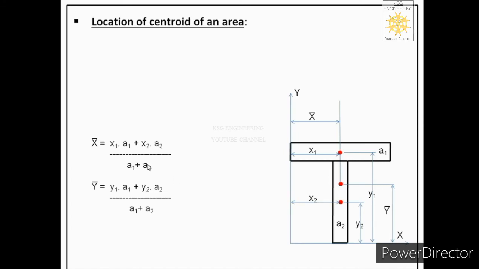Moreover, we can see that over here in the numerator and in the denominator we have used a positive sign, because in order to get this composite area we have to add these two regular areas.